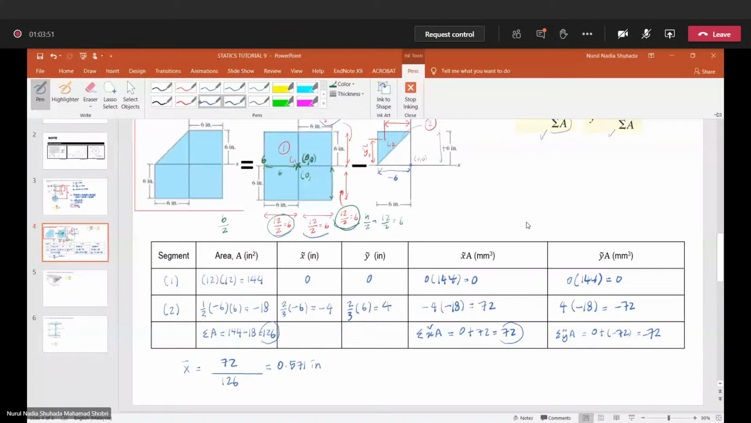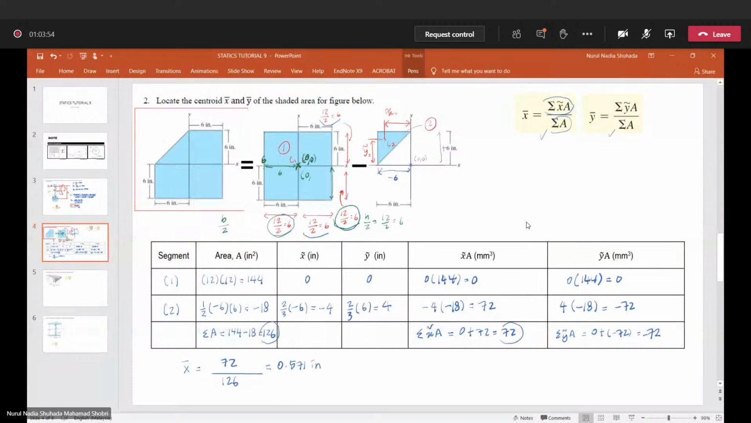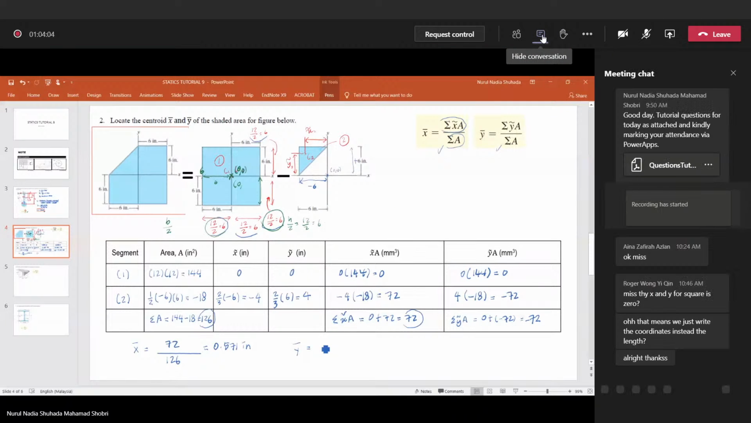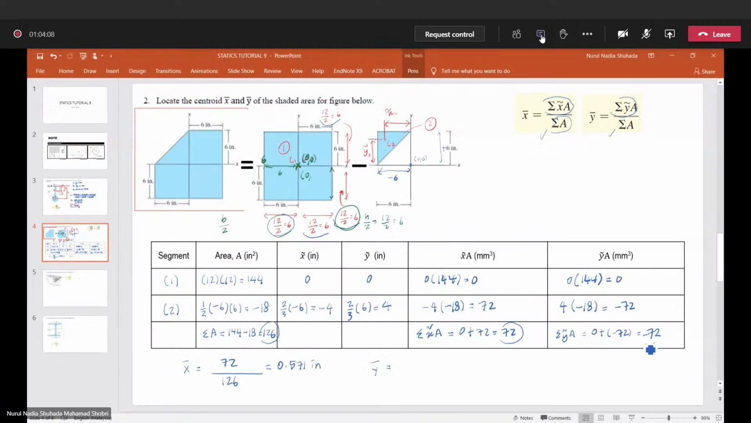Okay, so we already found the centroid of x. Now we find the centroid of y. The upper value here is negative 72, divided by the total area, 126. So you will get negative 0.571 inch. So this is the final answer.